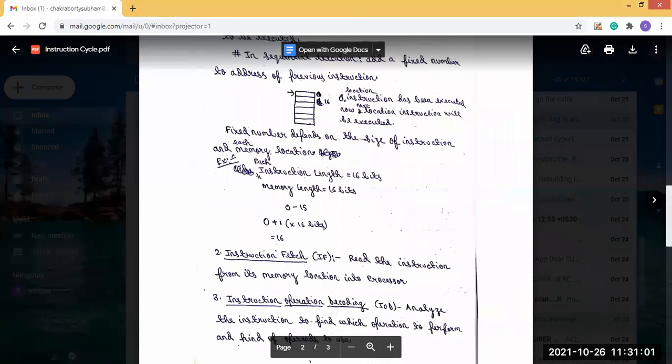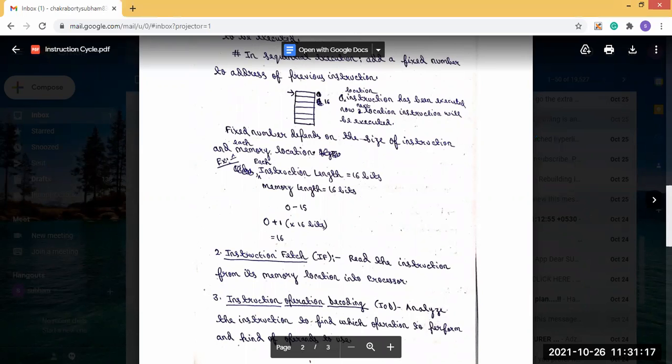Next step is what? Instruction fetch. So instruction fetch means read the instruction. Read that instruction from the memory location into the processor. This is the instruction fetch.